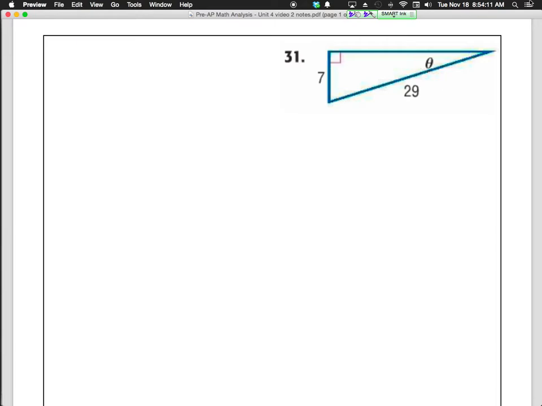Alright, so once I identify the two sides, then I identify the function that we're going to use. So which trig function do I want? Sine. So I want sine of theta equals 7 over 29.